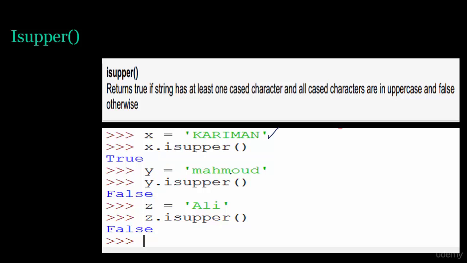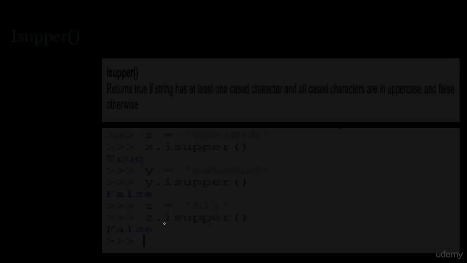If I type y equal to Mahmoud, then I type y dot is upper, this will give us false because all letters here are small letters. And if I type z equal to Ali, the A letter is capital and the rest of the word is small, and if I check is upper, this will give us false because it must be all upper. Okay.